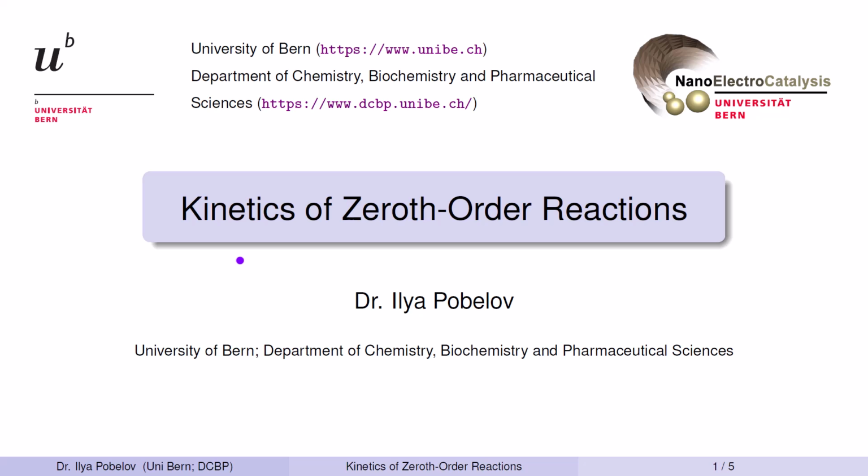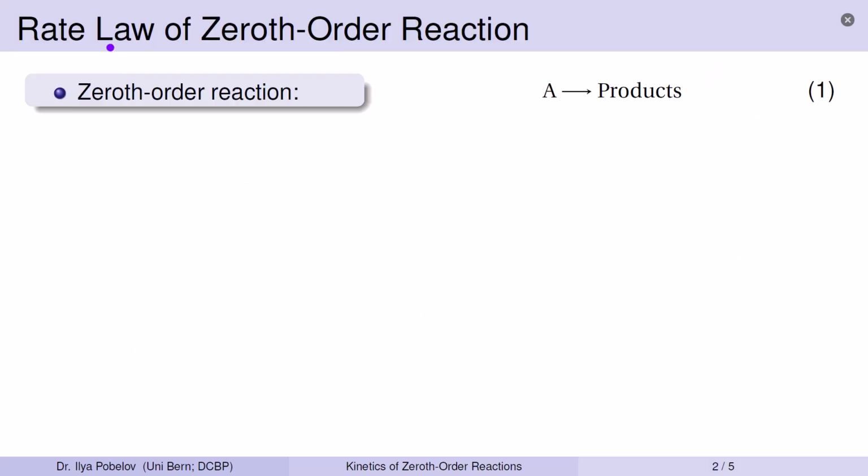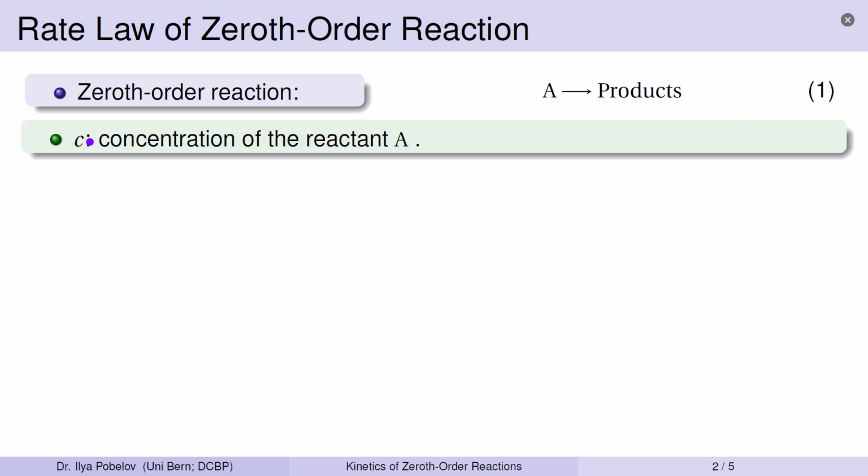In this module, we discuss the kinetics of zeroth-order reactions. We will start by analyzing the rate law of zeroth-order reaction of a reactant A to products. We denote the concentration of the reactant as C to simplify further derivations. For a zeroth-order reaction, the rate is constant and independent of the reactant's concentration, and in fact just equal to what is formally defined as the rate constant.